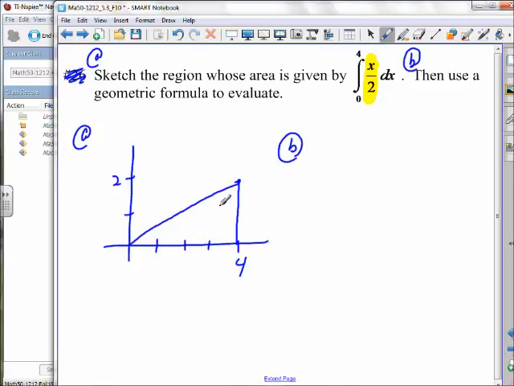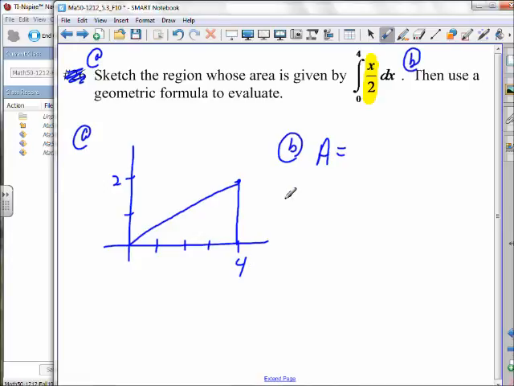Part B says use a geometric formula to evaluate this. Now you see that, you got it, right? Area equals. See, I told you, you're thinking too hard. You're making it much more difficult than it has to be. It's just a triangle. In fact, it's about the easiest triangle you can do.